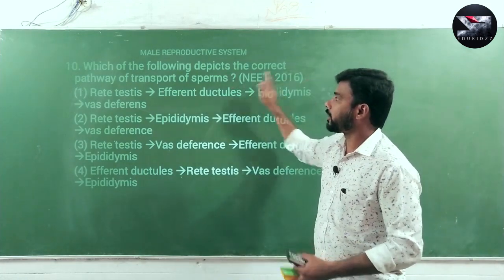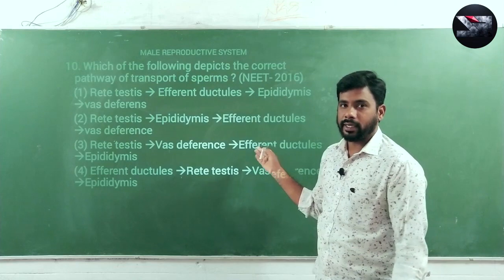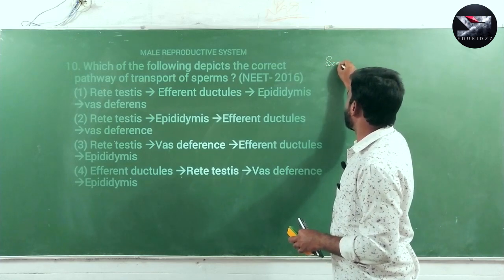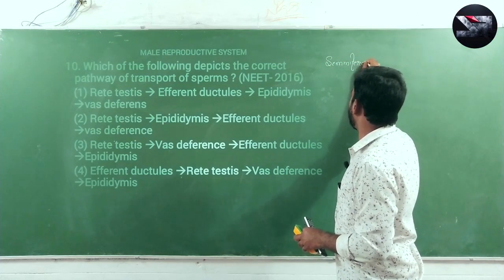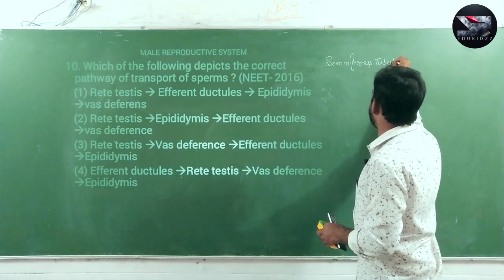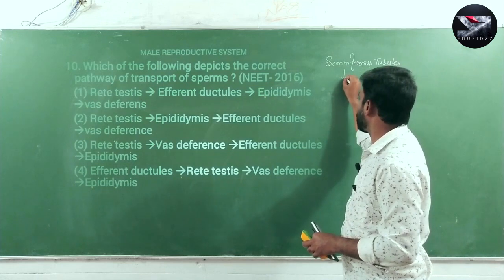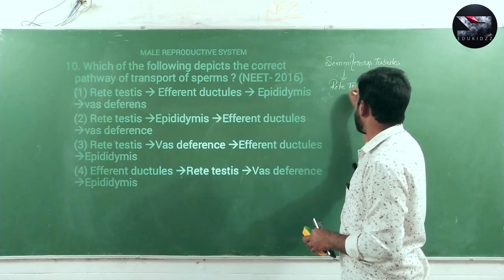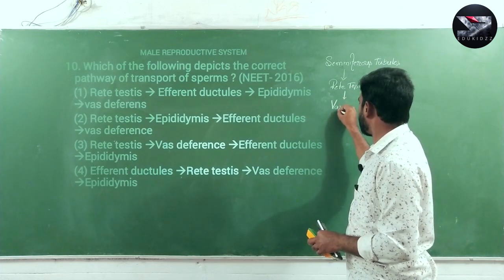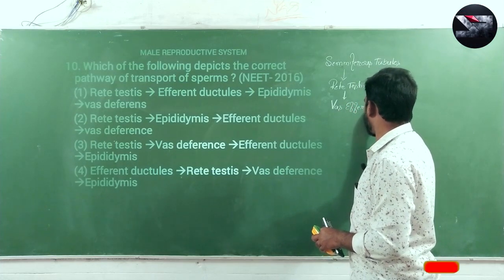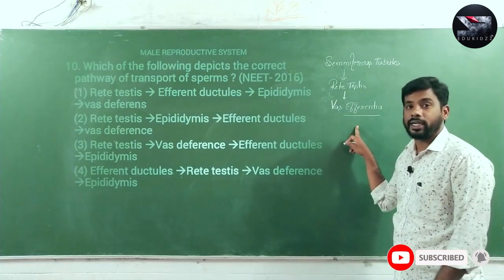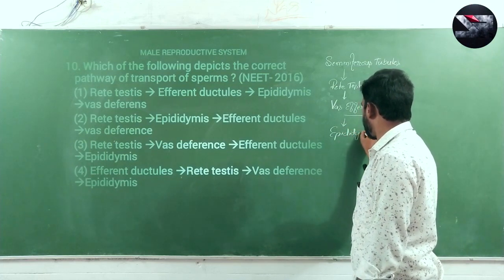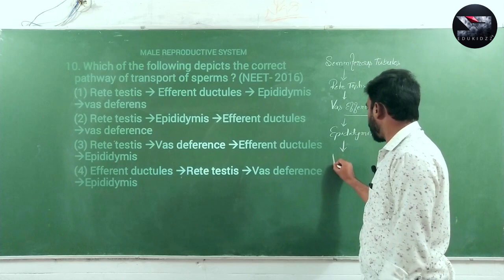Which of the following depicts the correct pathway of transport of sperms? Just now we have studied the pathway. The pathway inside the testis includes the seminiferous tubules. These seminiferous tubules are the functional unit of the testis where the process of formation of sperms takes place. After release from the seminiferous tubules, the sperms reach the rete testis. From the rete testis, the sperms enter into the vasa efferentia. You have to remember, vasa efferentia means efferent ductules. From vasa efferentia, it leads to the epididymis.